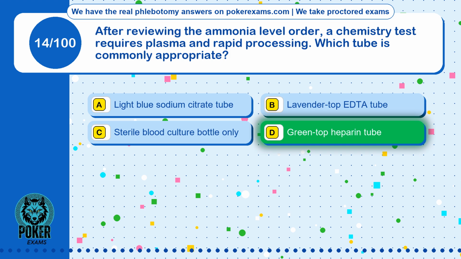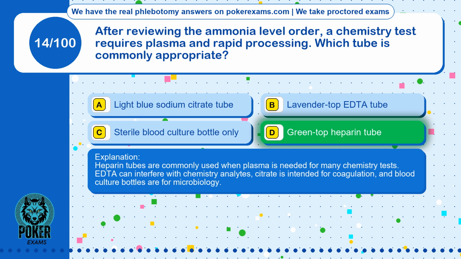The correct answer is option D. Green top heparin tube. Heparin tubes are commonly used when plasma is needed for many chemistry tests. EDTA can interfere with chemistry analytes, citrate is intended for coagulation, and blood culture bottles are for microbiology.